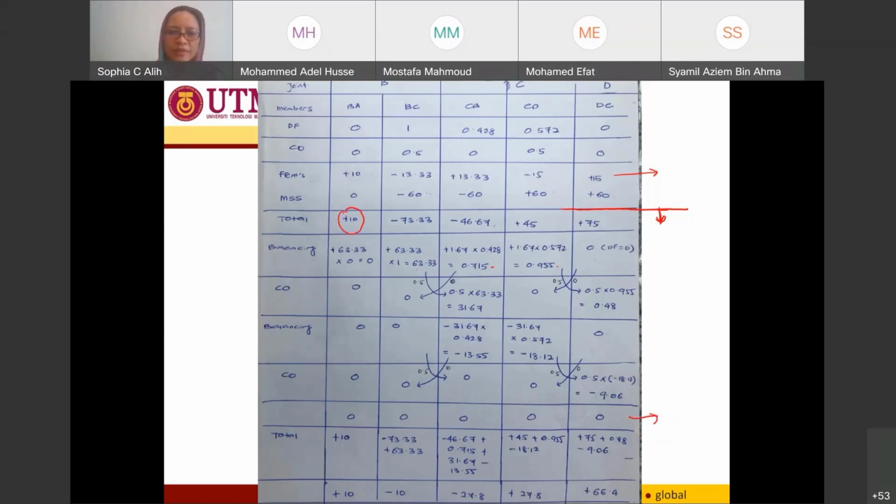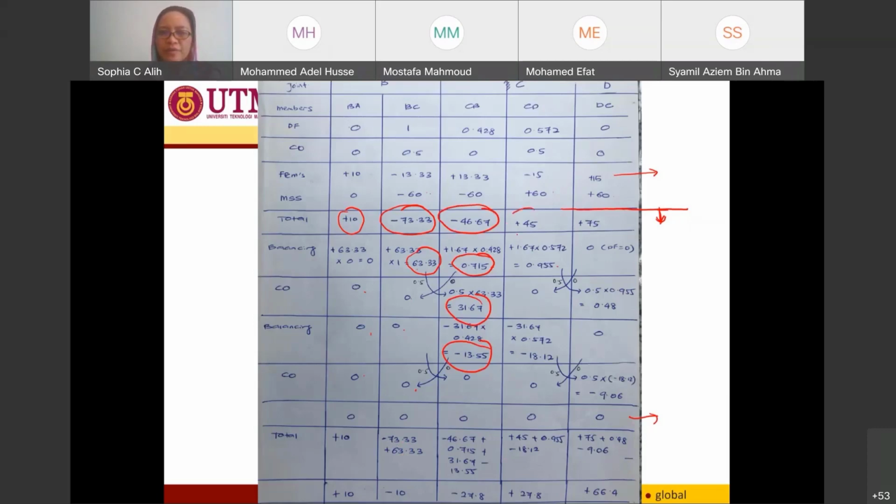So I have positive 10, 0, 0, 0, 0, 0. This is why I have positive 10. And now I have negative 73.3. So I have to plus this one, positive. And I have 0, 0, 0, 0. So this is why negative 73.33 plus 63.33, I have negative 10. And I have this one, negative 46.67. And I have positive, positive, and negative. I sum all four, and I will have negative 27.8.